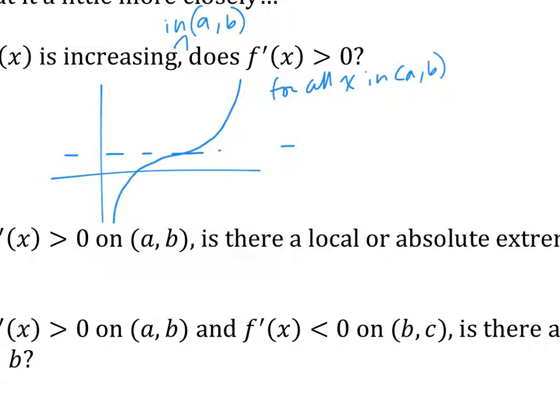Local or absolute maximum. Okay, let's vote. If the derivative is positive on a and b, is there a local or absolute extrema? Raise your hand if you say yes. Raise your hand if you say no. Okay, why not? Because the local or absolute extrema require f prime to be 0.